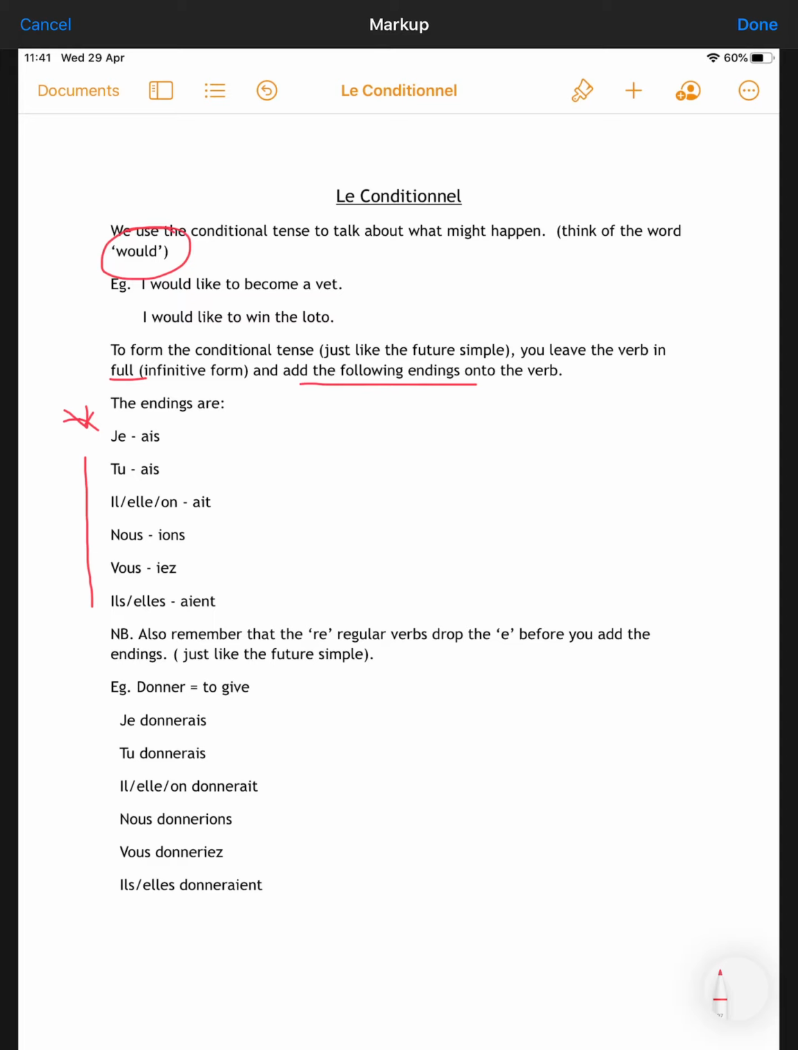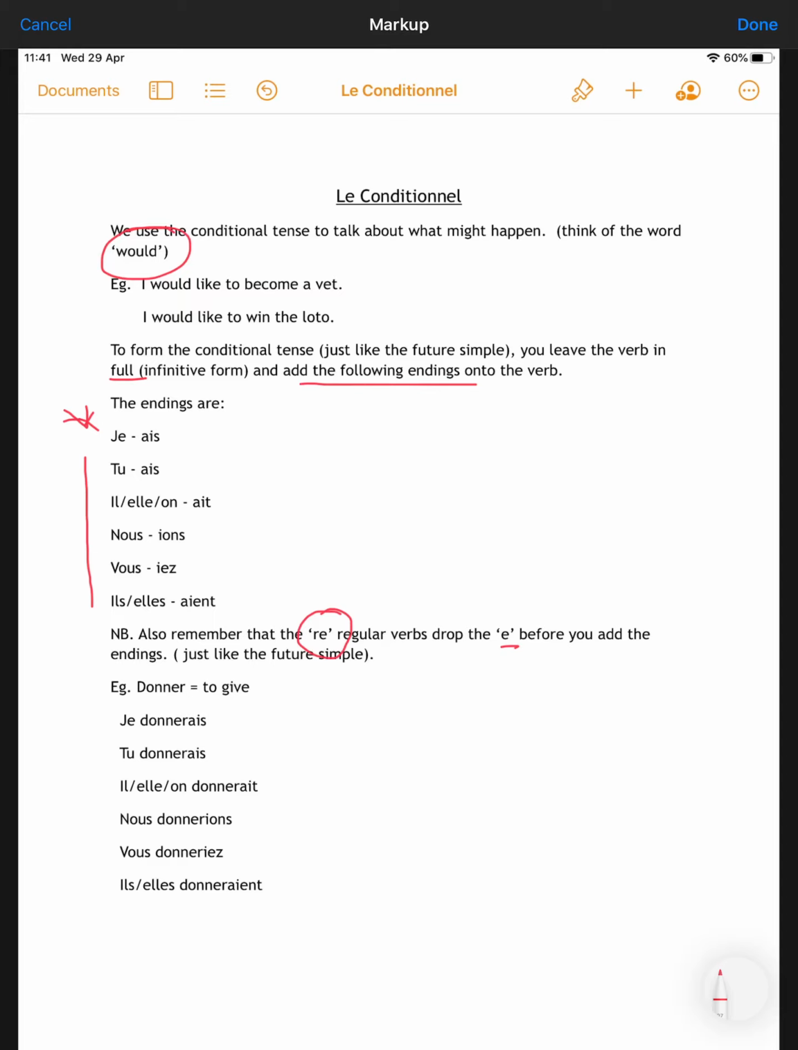So again, for the regular verbs, you leave the verb in its full form and you add on to that the ending that you require. Just remember as well, like you did with the future, the RE verbs that are regular drop the E, and that's just for pronunciation. So you do drop the E and then you put on whichever ending you need.